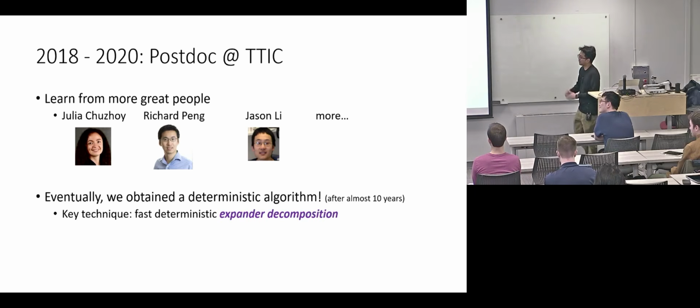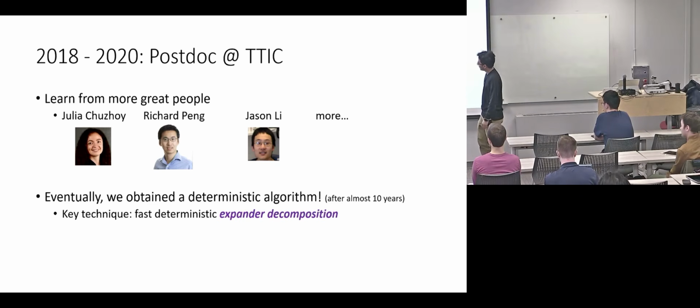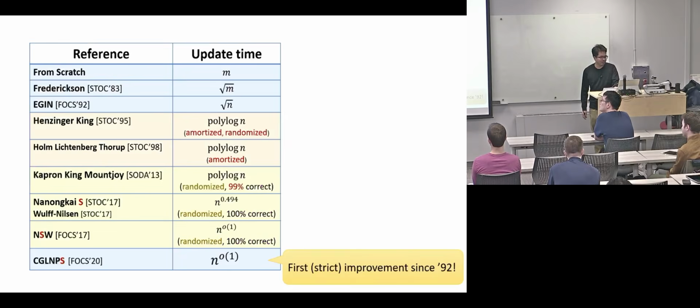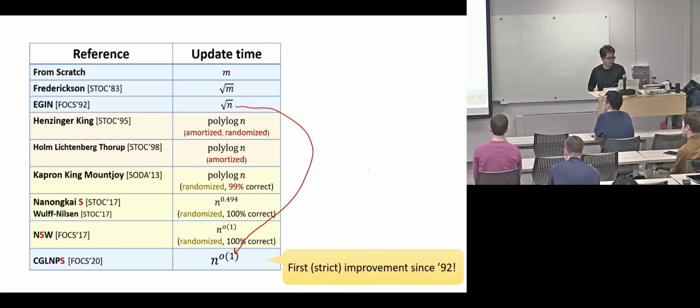And by talking with many people and trying a lot, eventually we could make it deterministic after almost 10 years of working on this problem. And the key technique is something called expander decomposition, deterministic expander decomposition. But anyway, from this you get to this thing. So it's a strict improvement from root n to n to the little o(1). So that looks like a good thing.